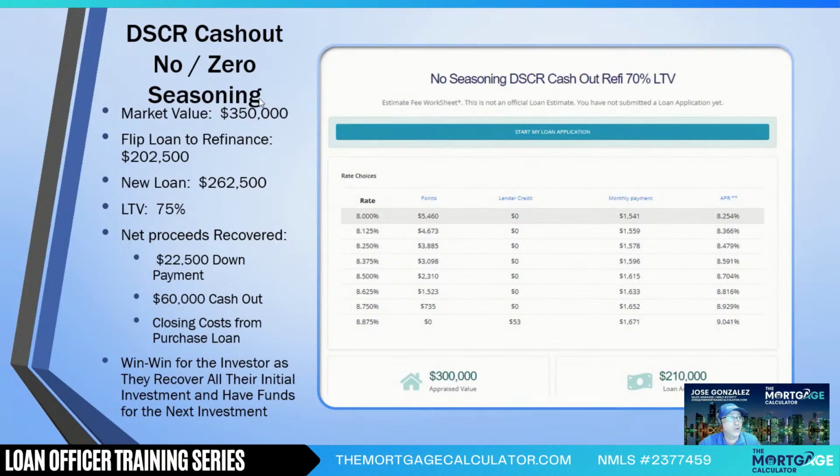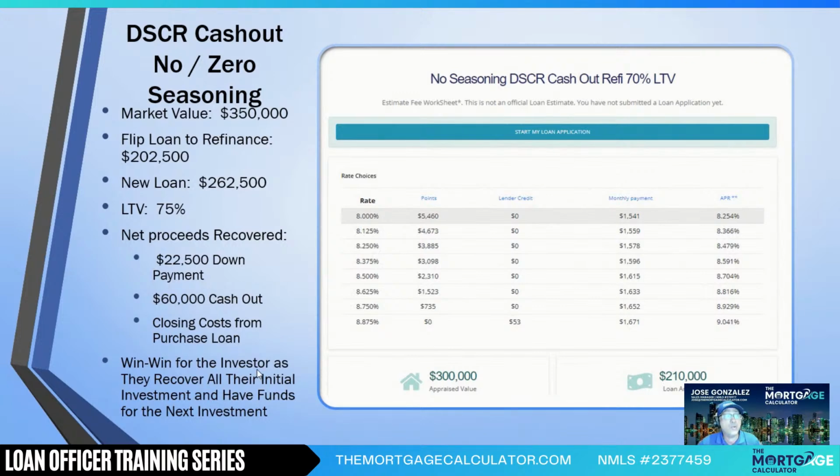$262,500 loan, $350,000 market value. They're going to refinance their $202,500 into a new loan of $262,500 at 75% LTV. They're going to recover their $22,500 down payment. They're going to recover their closing costs, right? And they're going to get $60,000 cash out, basically there.